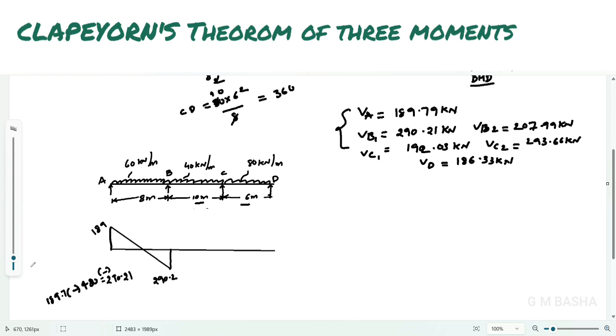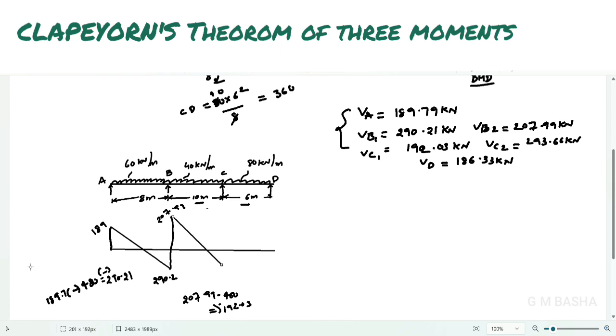And again VB2 will be 207.99, again acting upwards. So I am drawing roughly. And again we are here, which is 207.99. Again 40 into 10, 400 kilonewton load will be acting downwards. So that is 207.99 minus 400 load. So how much will you get around? You will get around 192.03. So on the negative side. Which is lesser than this one, you take somewhere here and you can add these two.